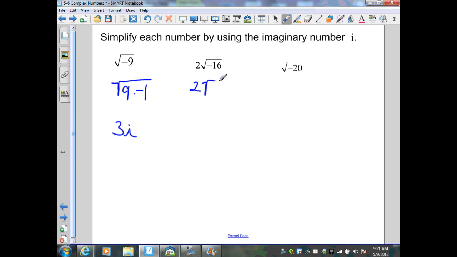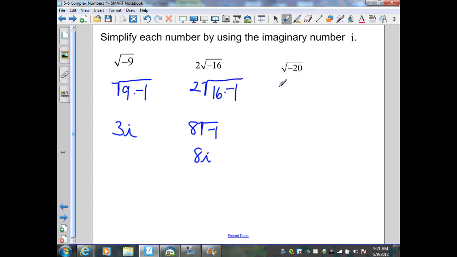2 times the square root of -16. Again, I can break this into a product of its factors. 16 times -1. I know the square root of 16 is 4. 4 times 2 is 8. Square root of -1, but I know the square root of -1 is i. Therefore, 8i.